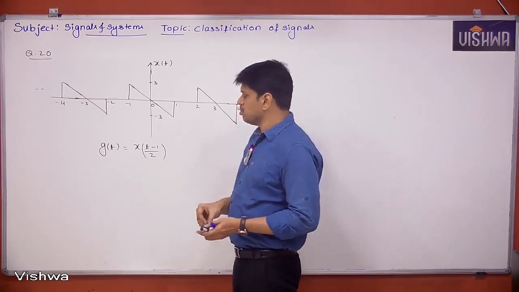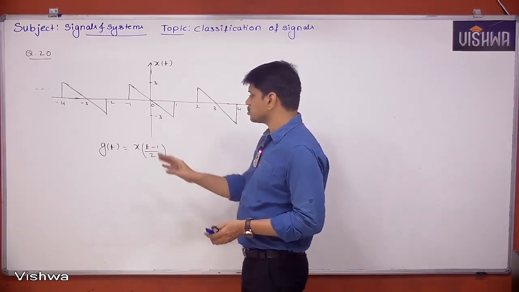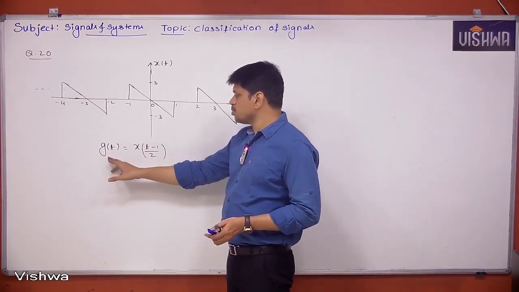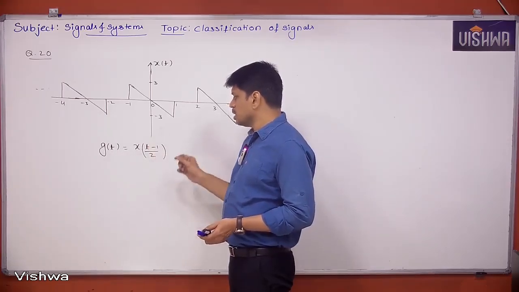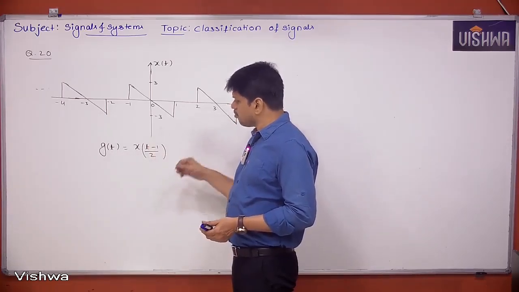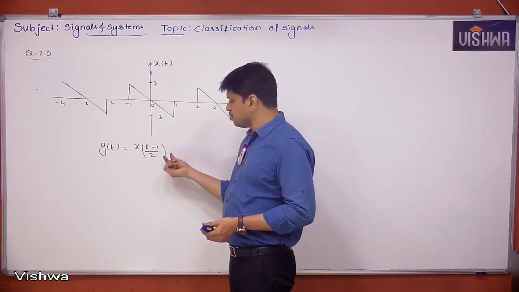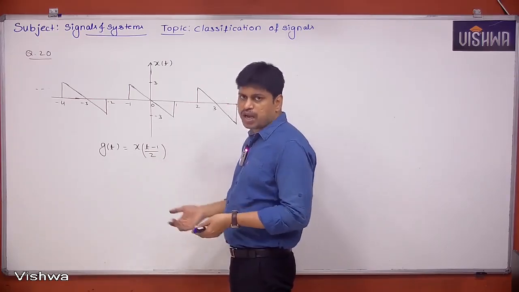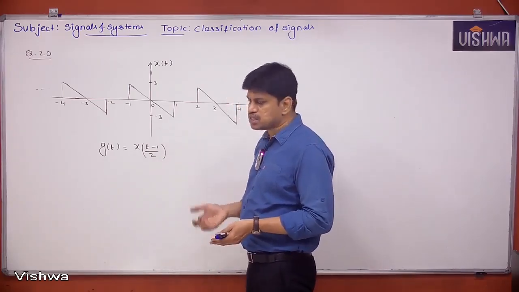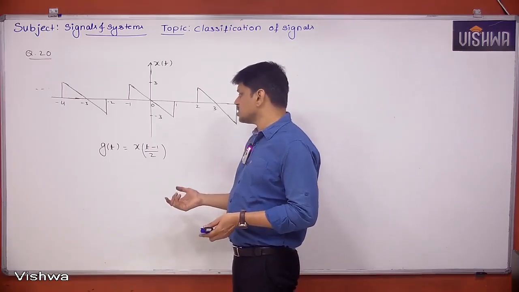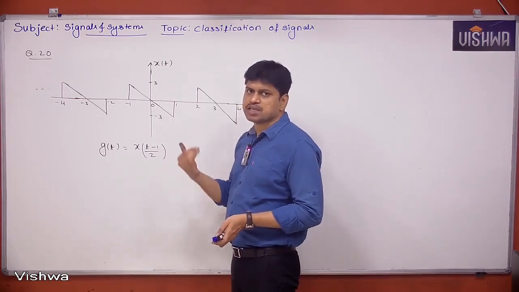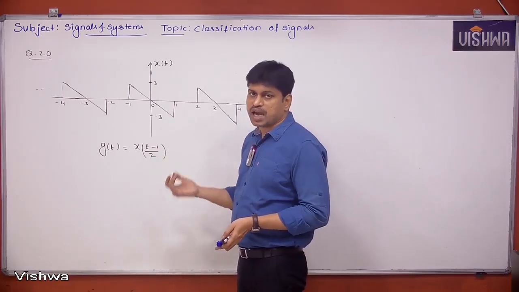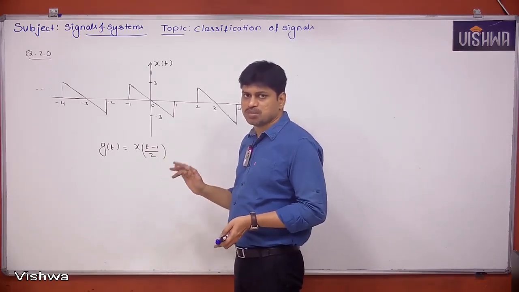First, try to understand. To find the average power of g of t, which is nothing but the average power of x of (t minus 1/2), many people think that first we have to find x of (t minus 1/2) and from that calculate the power. But that is not the way. I just told you x of (at plus b) has the same power as x of t. So time scaling and time shifting do not change the power of the signal.